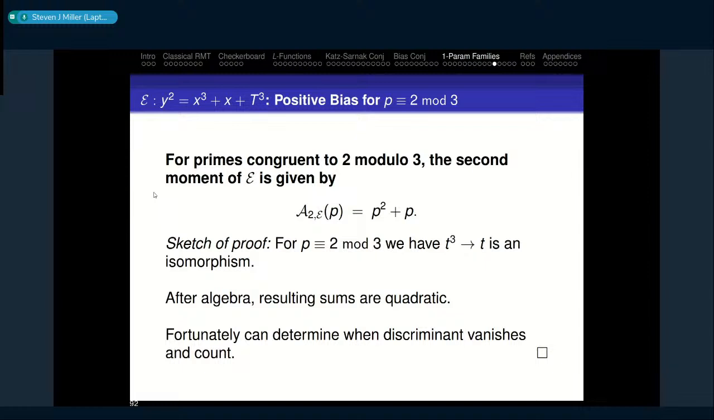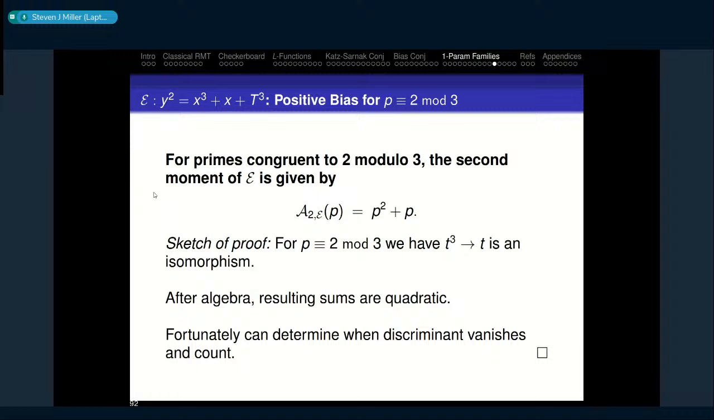The reason is that if p is 2 mod 3, we have a nice automorphism. T cubed to t, for primes that are 2 mod 3, is an automorphism that allows me to reduce the degree of the polynomials. We can do the calculations. Everything becomes very nice. There is no nice closed form expression for what is going on when the primes are 1 mod 3.